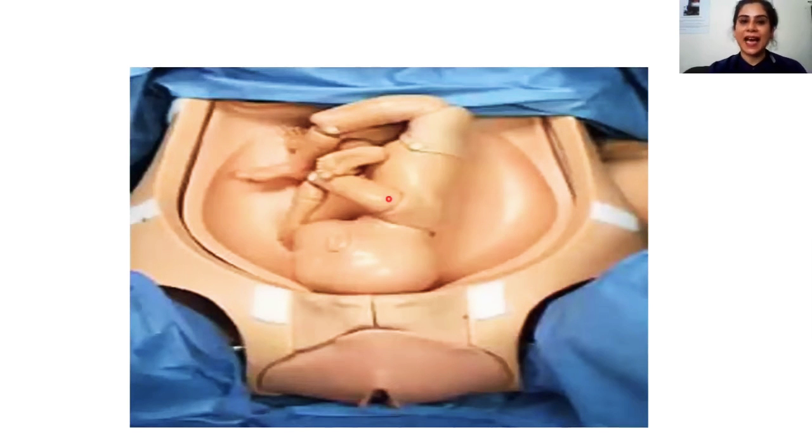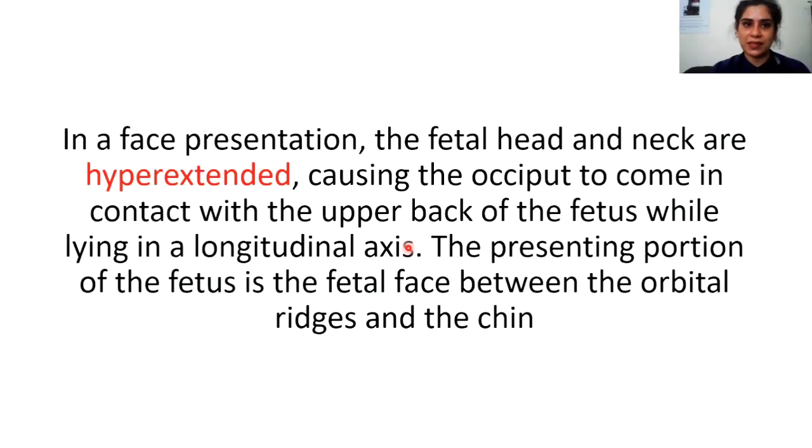As we can see, the normal lie of the baby inside the uterus is longitudinal, the presentation is cephalic, and the attitude of the baby is that of flexion. That means there is flexion at all the joints: the knee, hip, elbow, shoulders, and the neck. A well-flexed head makes the denominator the occiput. But there are certain malpresentations which can occur because of some known and some unknown reasons.